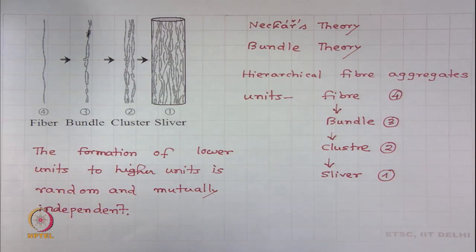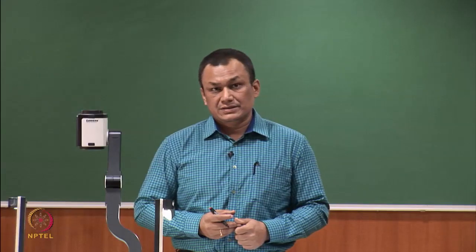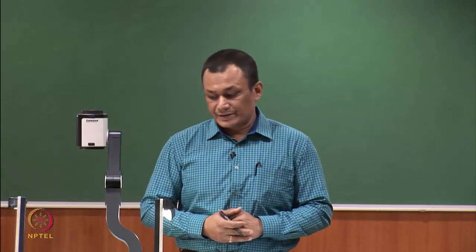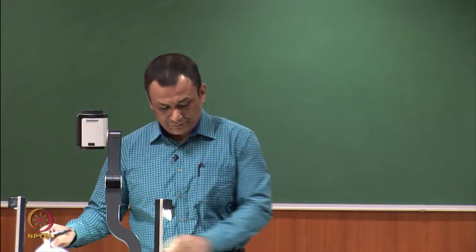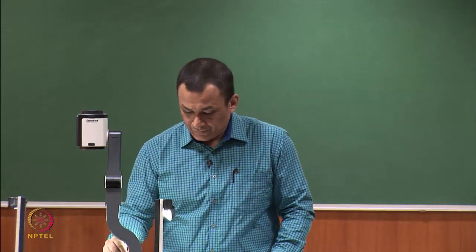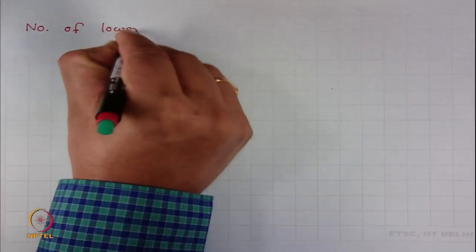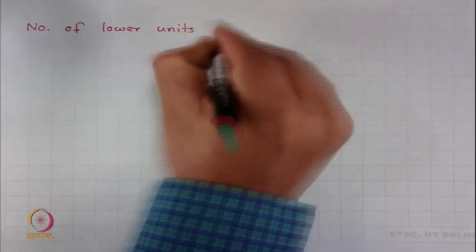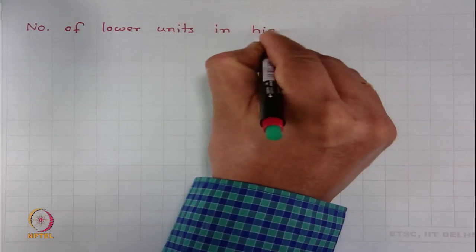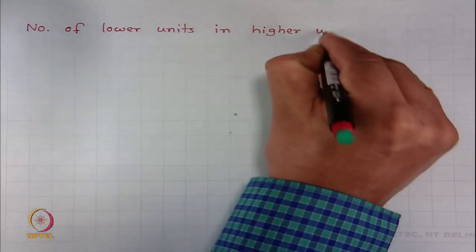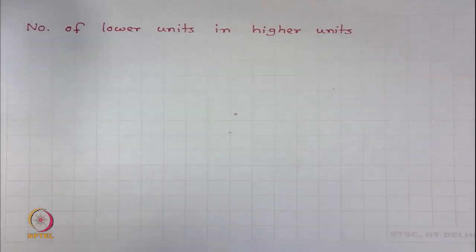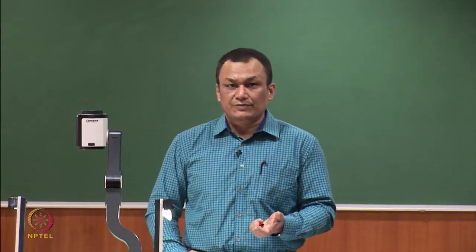Now, we would like to know about the numbers of lower units in a higher unit. So, number of lower units in higher units. How many fibers form a bundle? How many bundles form a cluster? How many clusters form a sliver?